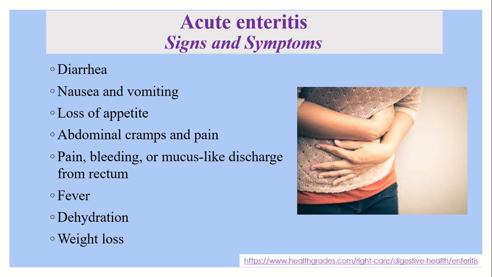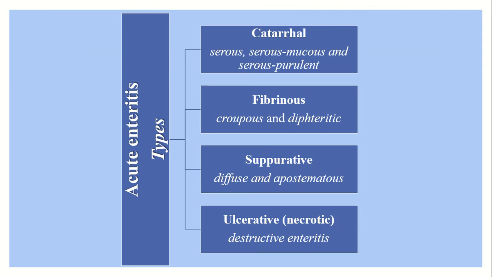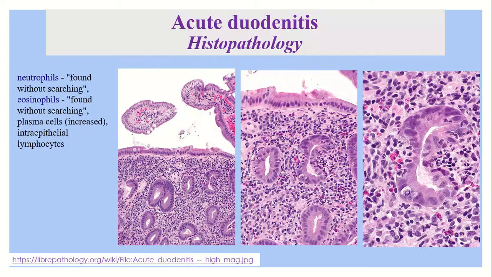The clinical signs and symptoms of the acute enteritis are the diarrhea, nausea and vomiting, loss of appetite, abdominal cramps and pain, bleeding or mucus-like discharge from rectum, fever, dehydration, and weight loss. Here you see the types of the acute enteritis according to the pathogenesis. We discussed the gastritis, tonsillitis, the same types: the catarrhal, fibrinose, suppurative, and ulcerative.